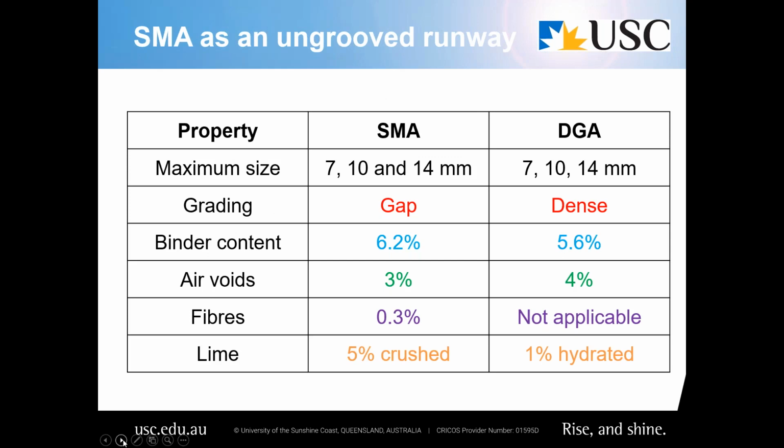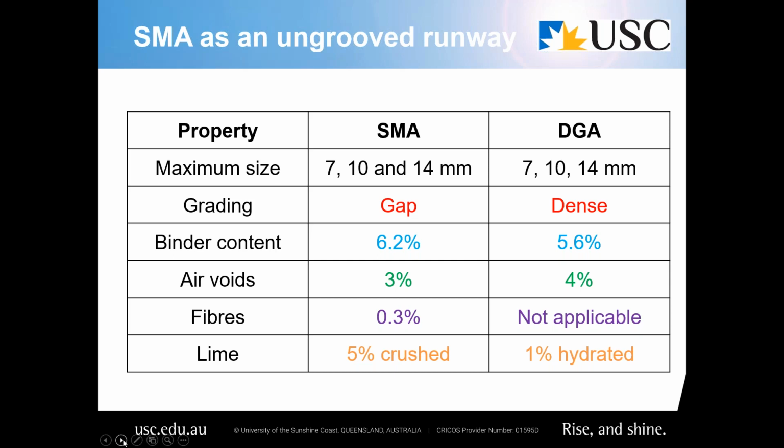So this little table just summarizes the differences between stone mastic and the dense graded asphalt that we're all used to. It still comes in 7, 10 and 14 millimeter sizes, which really is just the biggest stone in the mix. You can see the extra bit of binder in there, the bitumen part, 6.2 versus about 5.6%. Less air voids, so there's actually less air voids in the mix than there typically is with dense graded asphalt, which is one of the reasons why it's impossible for it to be porous if you've done it right.